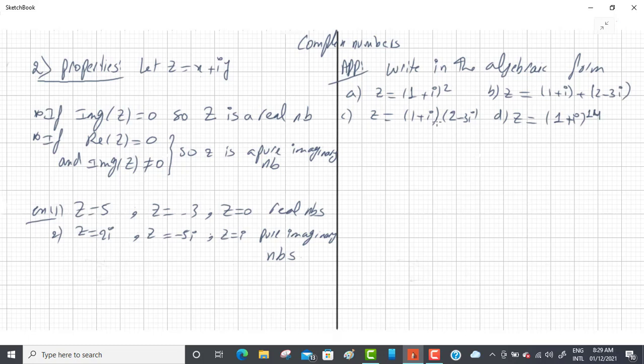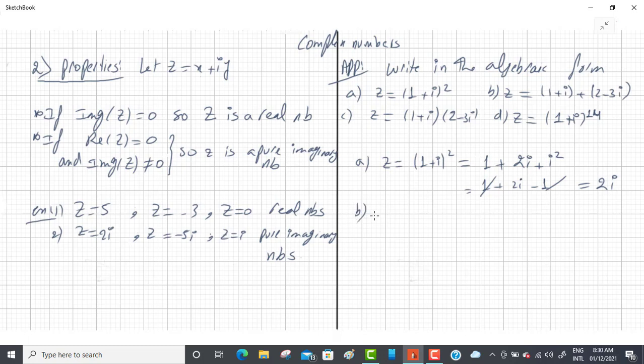How to write these complex numbers in the algebraic form? Of course, they are not in the algebraic form, but the algebraic form is z equal x plus iy. So how to write these complex numbers in the algebraic form? We'll start with the first one. Usually, in this application, you only have to expand. So z equal (1 plus i) square. It's a remarkable identity: a square plus 2ab plus b square. As you know, i square is minus 1, so the answer is 2i, and we obtained a pure imaginary complex number.